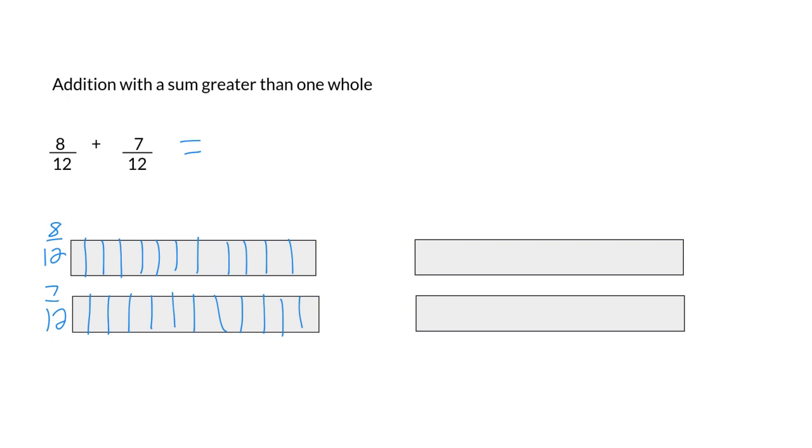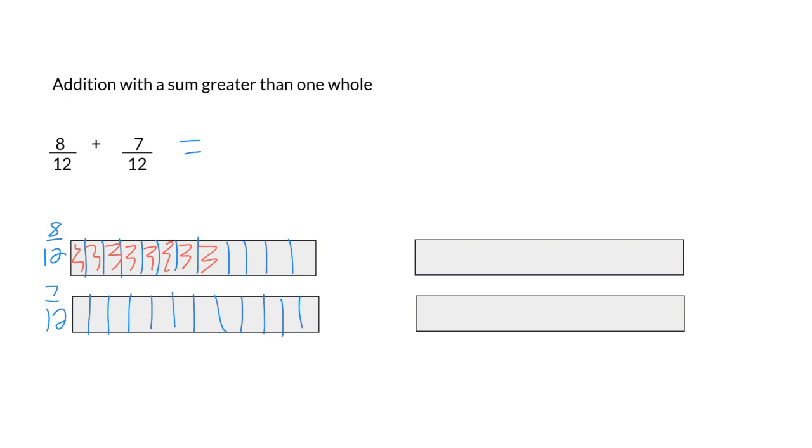Okay, now I'm going to use my red marker to model this addition. So first I'm going to shade 8/12. 1, 2, 3, 4, 5, 6, 7, 8. There should be 4 left over. That tells us we partitioned it correctly. And then I'm going to add 7 onto that.